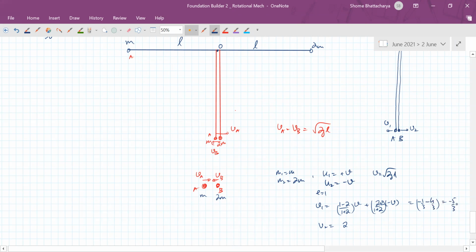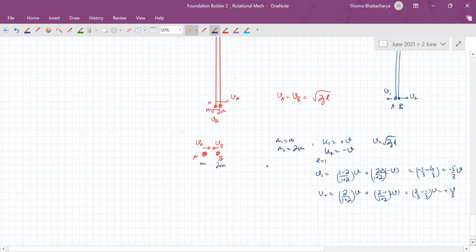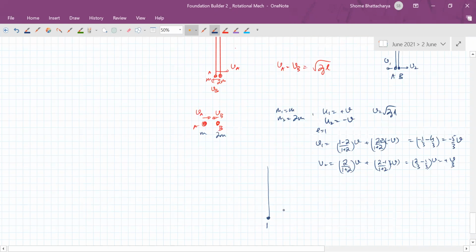Similarly, v2 is 2m1 upon (m1 plus m2) times u1 plus (m2 minus m1) upon (m1 plus m2) times u2. This is 2 by 3 minus 1 by 3. That means just after impact, B is having a velocity like this, V by 3, and A is having a velocity in this direction of 5V by 3, where V is √2gl.